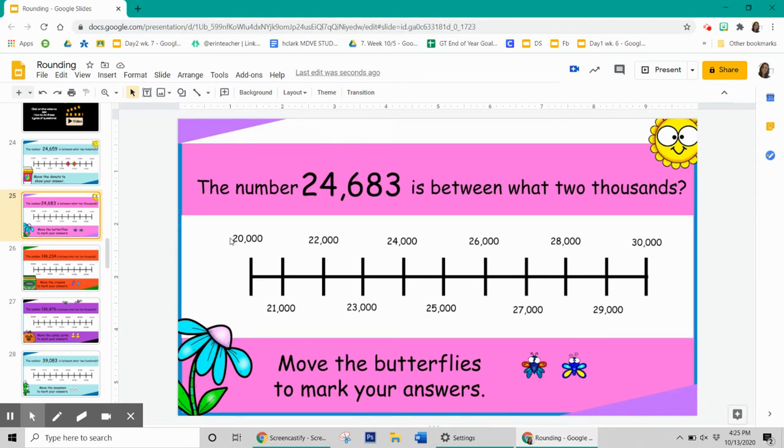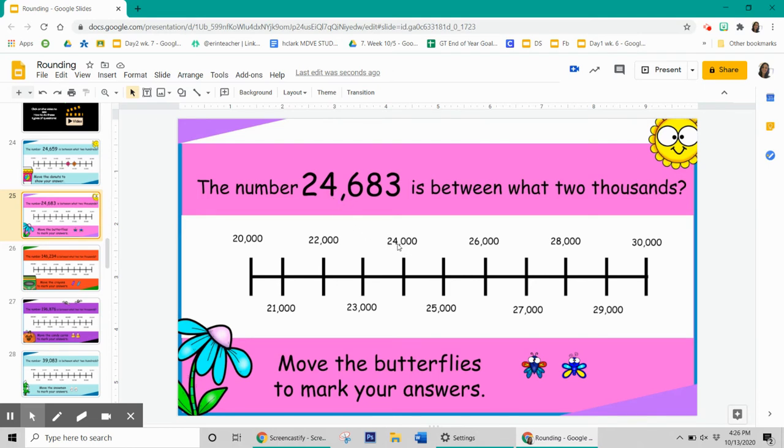The number 24,683 is between what two thousands? All right, so this time we're looking at thousands. So here's a 4,000 here. All right. So you have at least 4,000. So what's one more than 4,000? 5,000. So we're not even close to 20,000. I mean, we're at 24,000, 21,000, 22,000, 23,000. 24,000 is our lower benchmark.